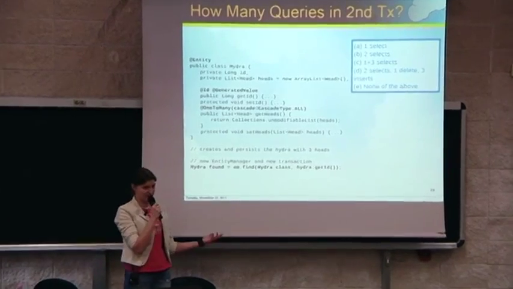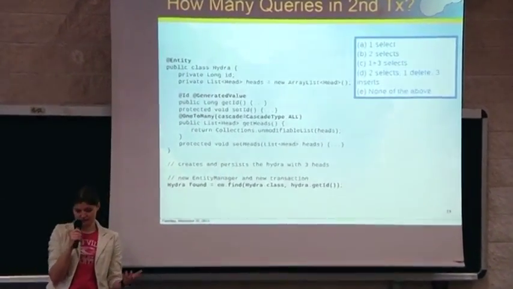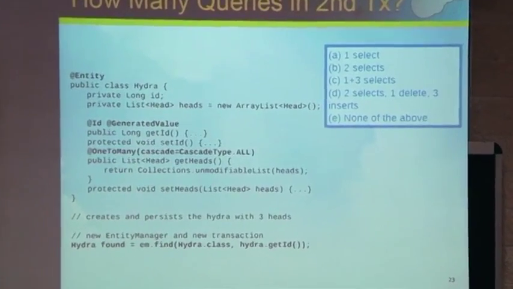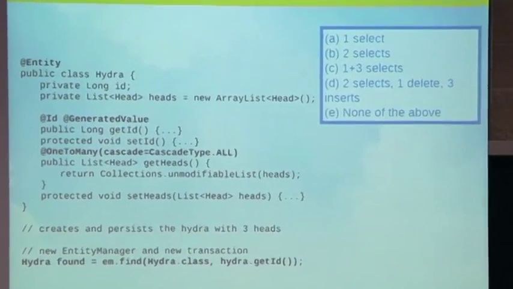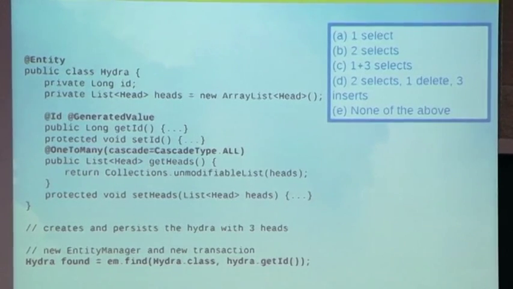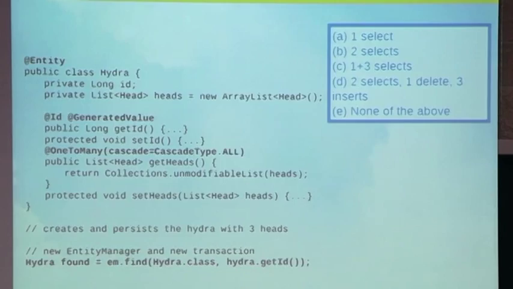It seems that the answer is obvious, like one select. One select because we select the Hydra object itself, and because the default is that collections in Hibernate are lazy loaded, so there is no second query. So it seems that the answer A is the obvious answer.